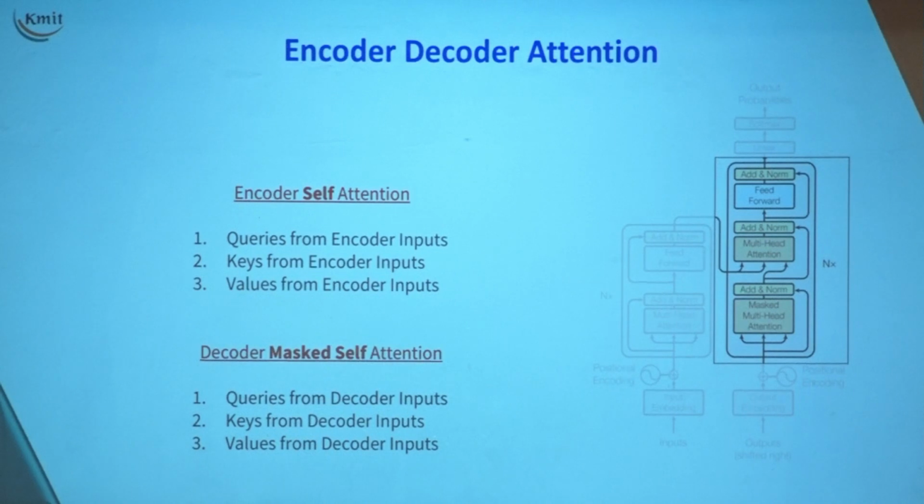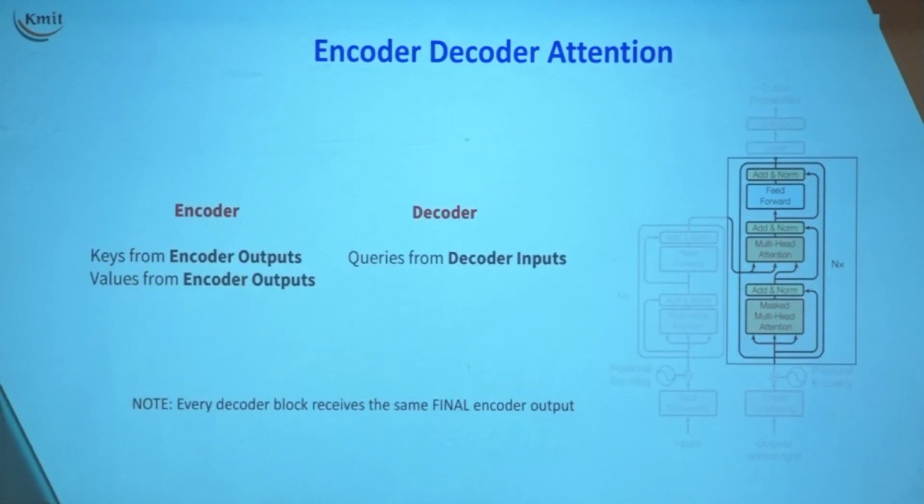Now, what is decoder self-attention doing? In encoder self-attention, queries come from the encoder inputs, keys from the encoder inputs, values from the encoder inputs. But when you talk about decoder masked self-attention, queries come from the decoder inputs, keys from the decoder inputs, values from the decoder inputs. This is for MHA, not masked multi-head. This is for MHA, the next step that I was talking about.